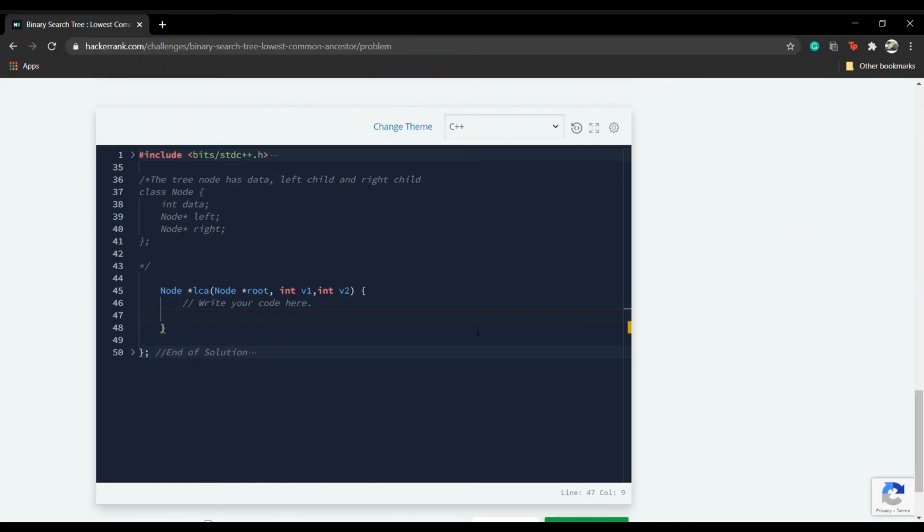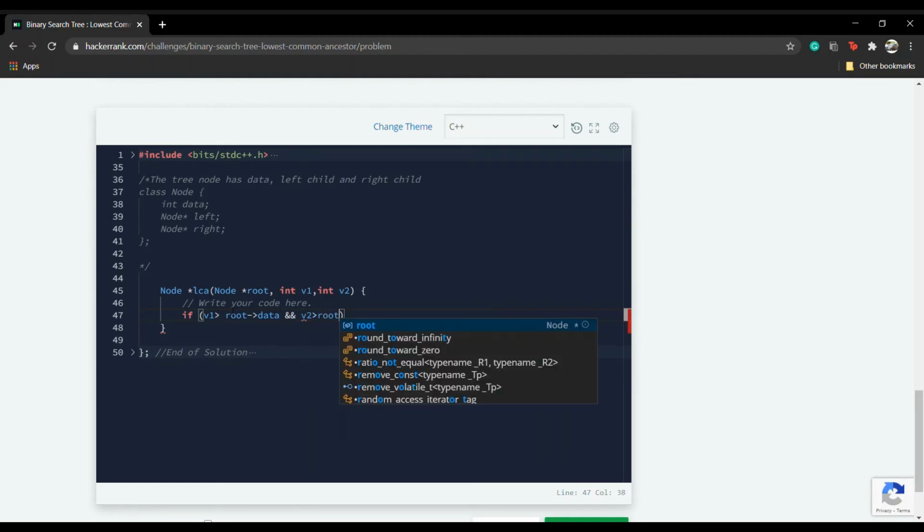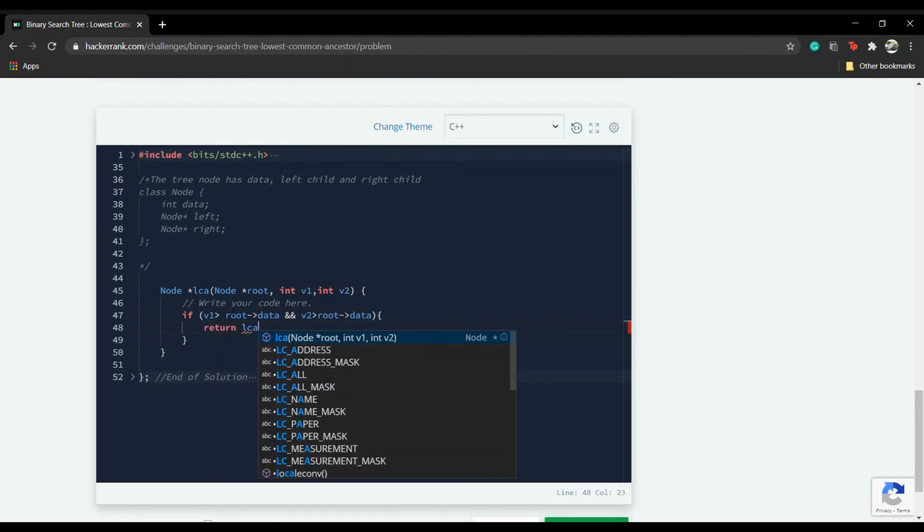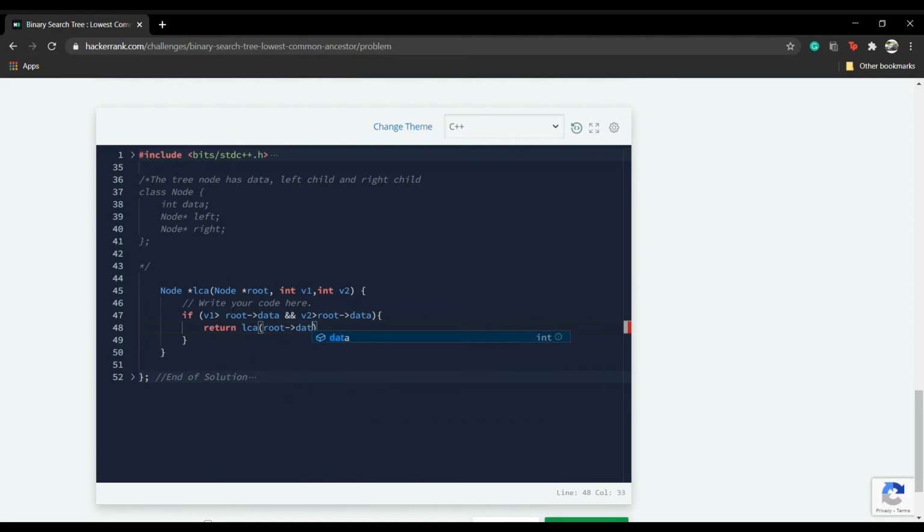So let's now code the solution. We first have the if condition. If V1 is greater than the root data, and the same goes for V2, so if both are greater, then we will return LCA root data, V1, V2.